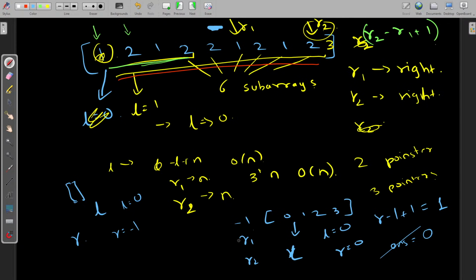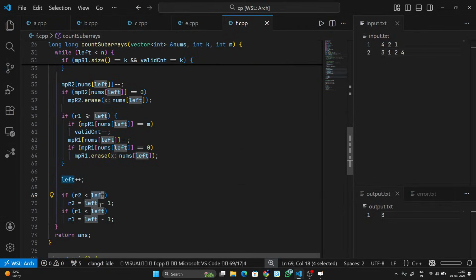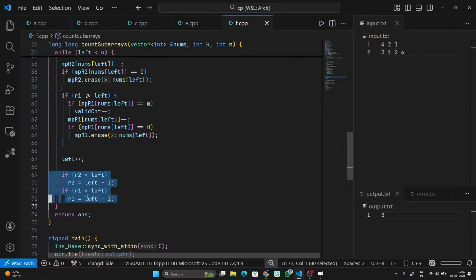So to handle that particular edge case when there exists no subarray, where the answer is an empty subarray, I initialize the right pointers to -1 and the left pointer to 0. And whenever I haven't encountered an actual subarray, I just increment L by 1. In that case, my R1 and R2 would still be behind the L pointer, so I just set them back to 1 behind the left pointer. So this is the same condition. If R2 is behind left, I would just set R2 to 1 behind left, and similarly for R1. So these are the edge cases which you need to take care of.